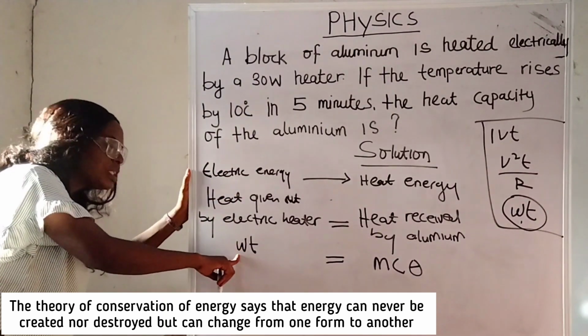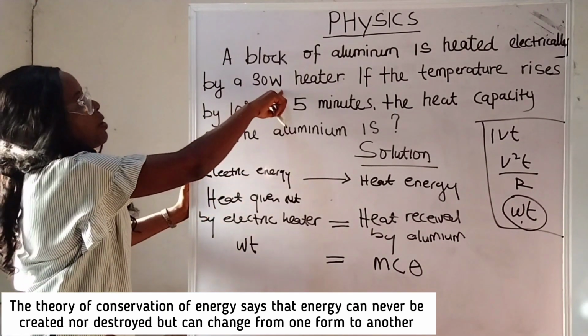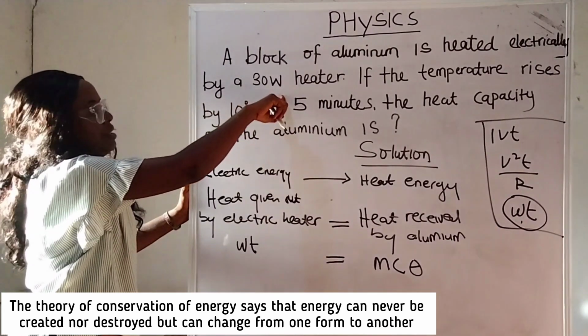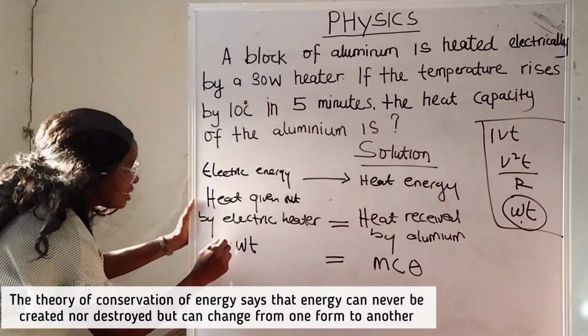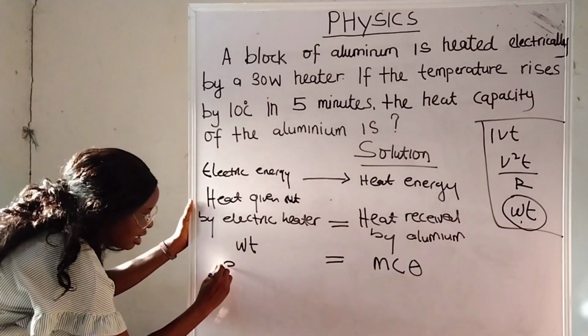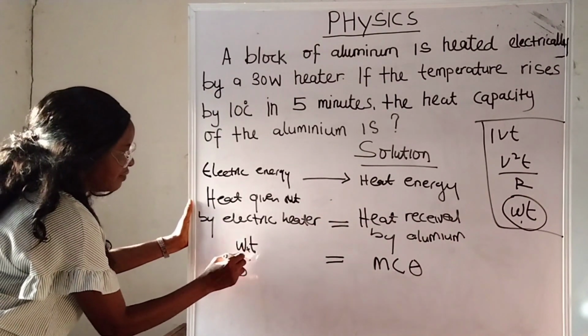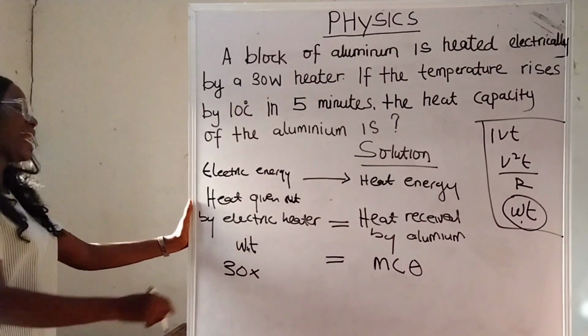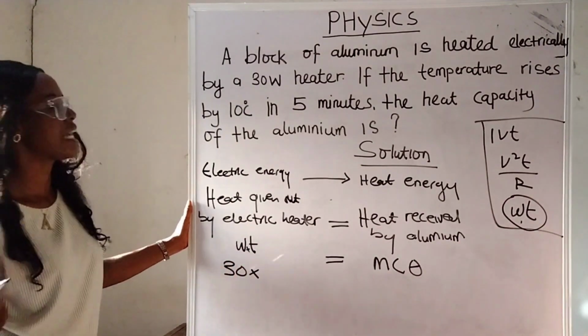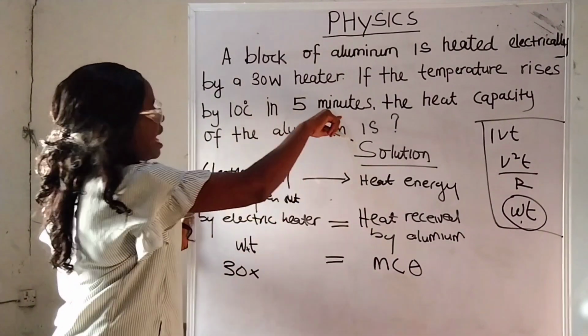Now our W, which is power, is what? You see the number with W is 30. So W is 30. I substitute 30 here. Put my times there. Now time. Did they give us time? Yes. As I said, they give us 5 minutes as time.